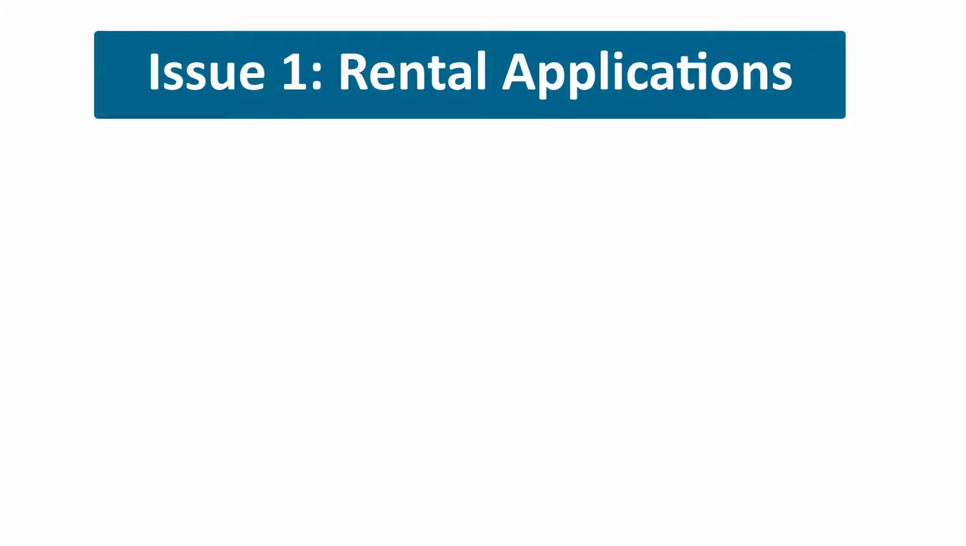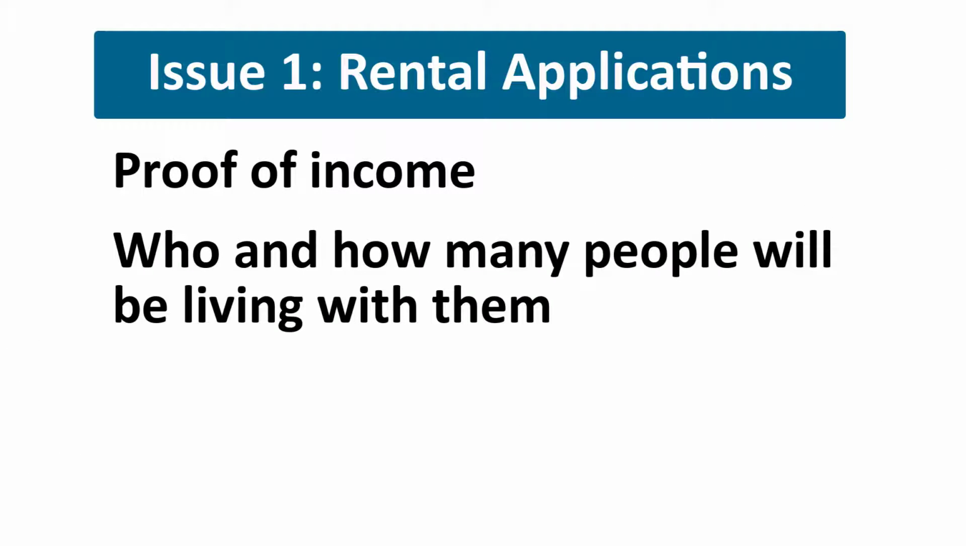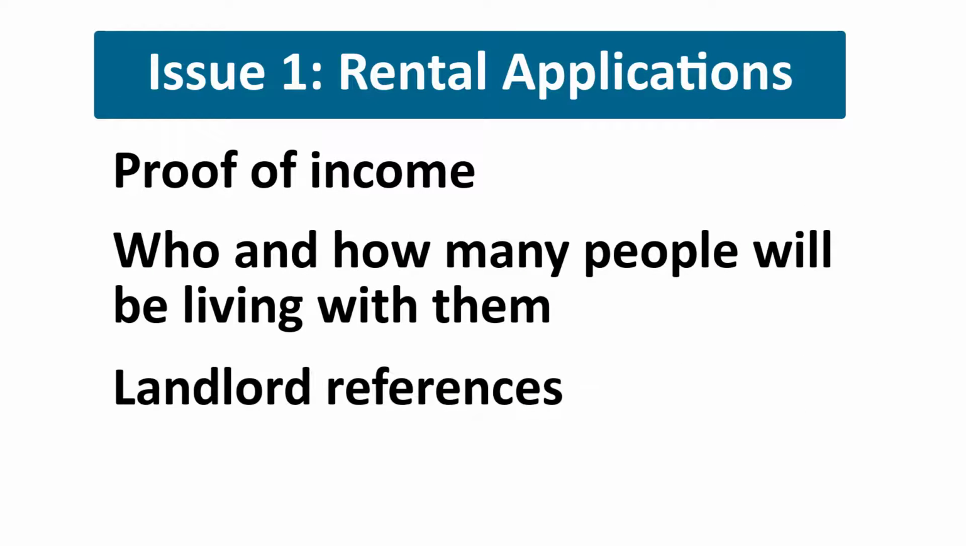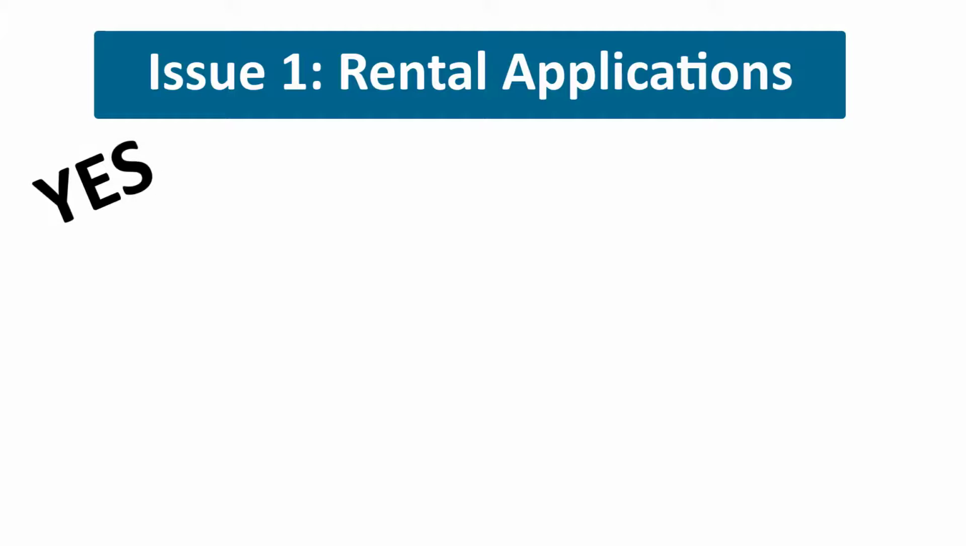Now that we have some context on the RTA, let's start diving into the first housing law issue: rental applications. When a tenant is filling out a rental application, the landlord asks for proof of income, who and how many people will be living with them, and landlord references. So can the landlord ask for this type of information? Well, in short, the answer is yes.